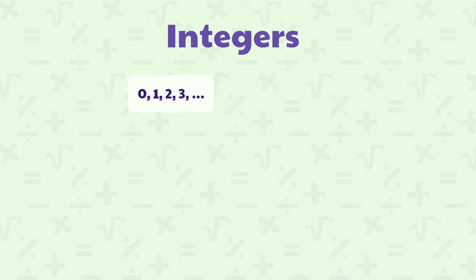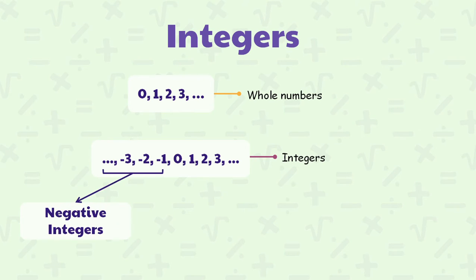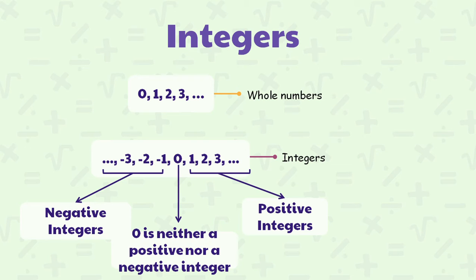So in this video lesson, we're going to learn about negative numbers. In primary school, you have learned about whole numbers. Whole numbers start from 0, 1, 2, 3, etc. How about this one? You call it integers. Okay, this one is negative integers. Starting from 1, 2, 3 until etc., you call it positive integers. And 0 is neither a positive nor a negative integer.